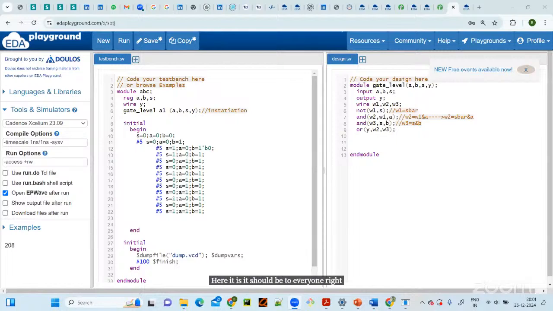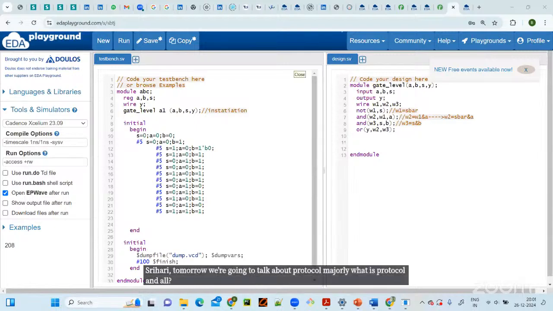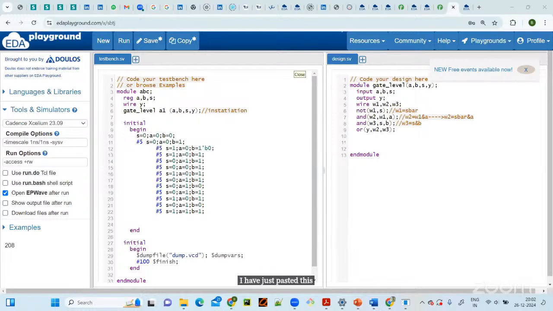Srihari, tomorrow we're going to talk about protocol majorly. What is protocol and all? I have just pasted this. You please go through that link. You will be able to see whatever code I have written.